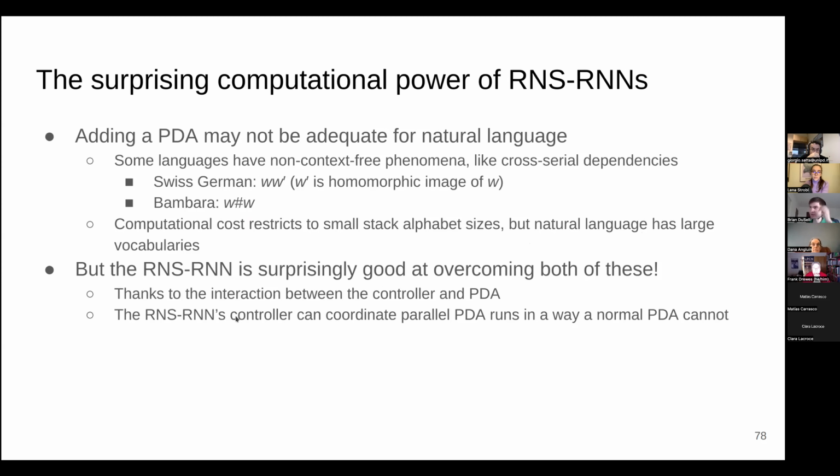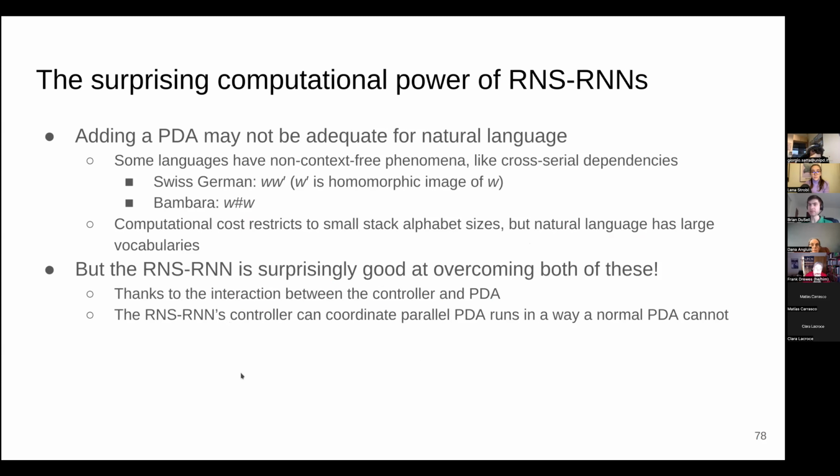But the surprising finding we made in this paper is that the RNS-RNN is actually really good at overcoming both of these problems. And it all has to do with the way that the stack reading and the RNN controller interact. Because what an RNS-RNN can do that a PDA can't is coordinate parallel PDA runs. It can get runs to talk to each other.